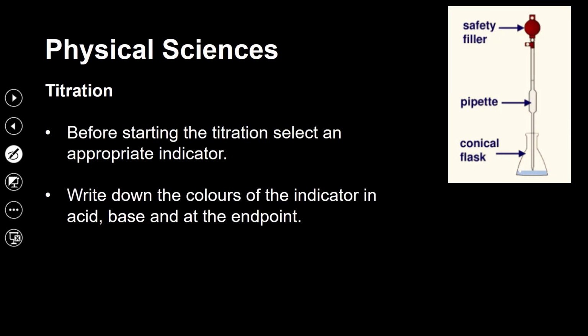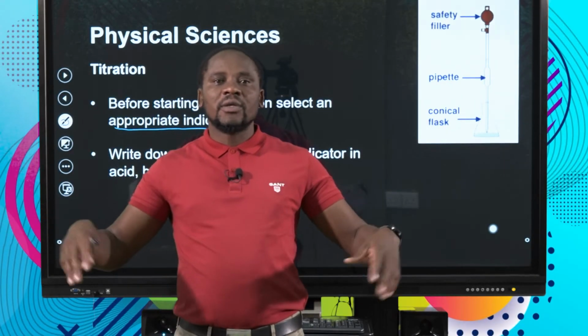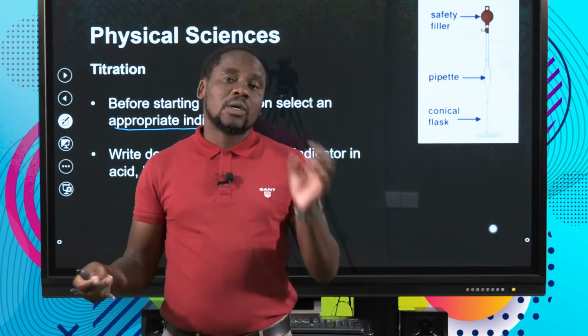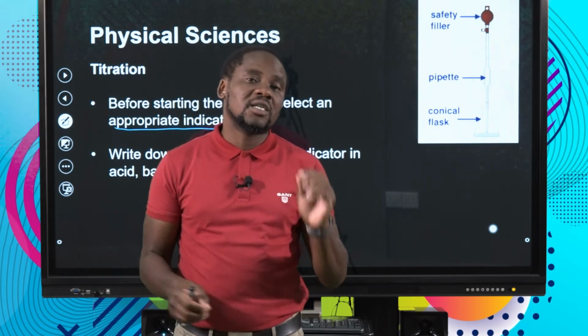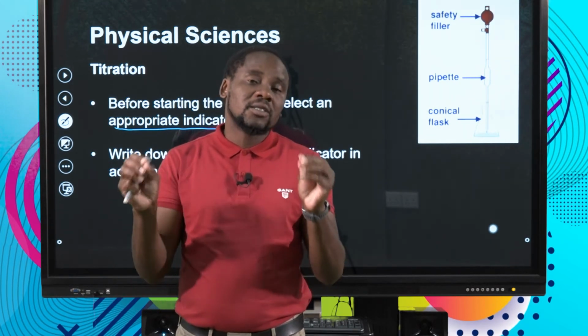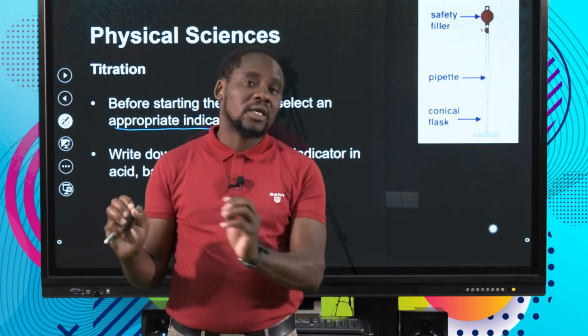Now, what exactly is involved in a titration? Before we start to titrate or carry out the whole procedure, we need to select an appropriate indicator. You would have mentioned, earlier on, the different indicators. So our choice of indicator in an acid-base reaction depends on the type of acid as well as the type of what?